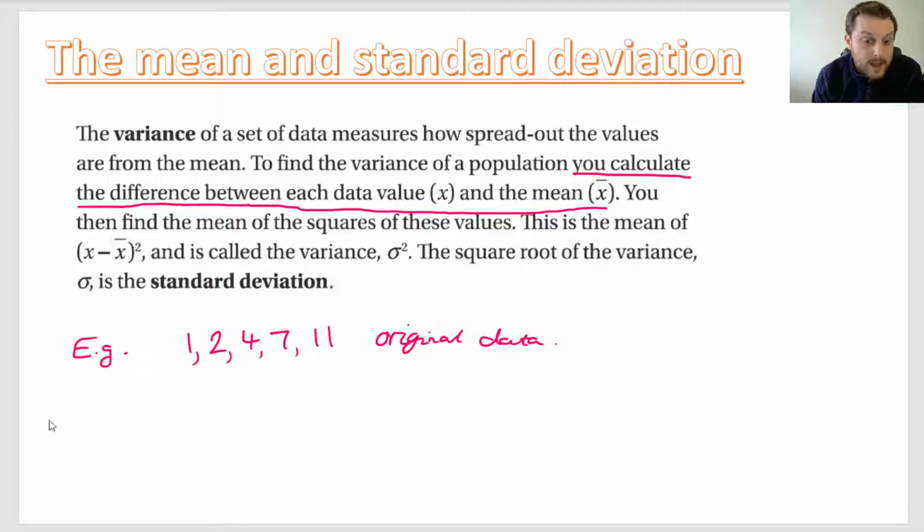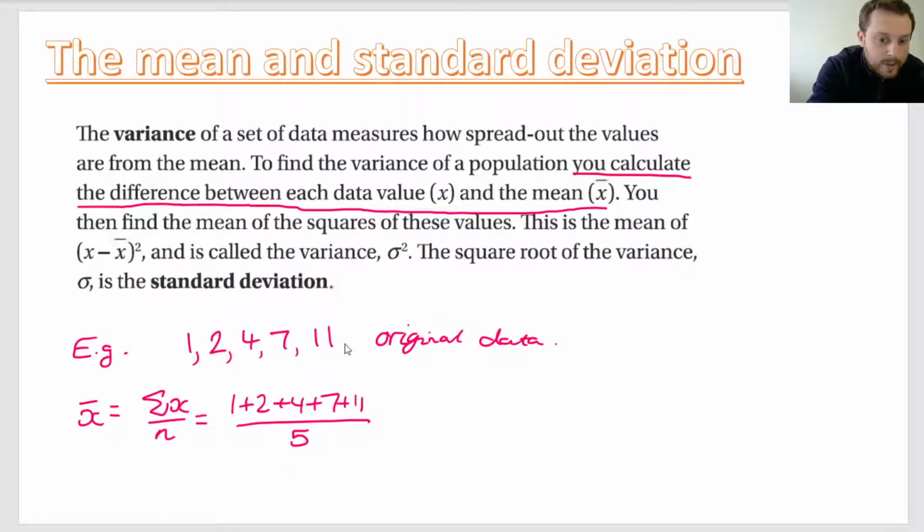And I would begin by saying, okay, I calculate the difference between each data value and the mean. So I actually need to know what the mean is. So I'm going to add them all up and divide by how many. So I have to do 1, add 2, add 4, add 7, add 11, and then divide that by 5, because there are 5 numbers. So if I do 1, add 2, add 4, add 7, add 11, I get 25. Shared by 5 is 5. Okay, so the mean, x bar, is 5.